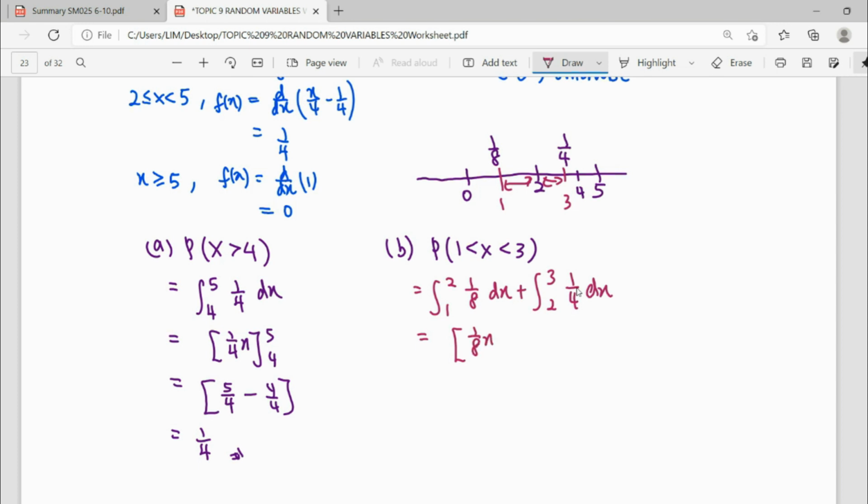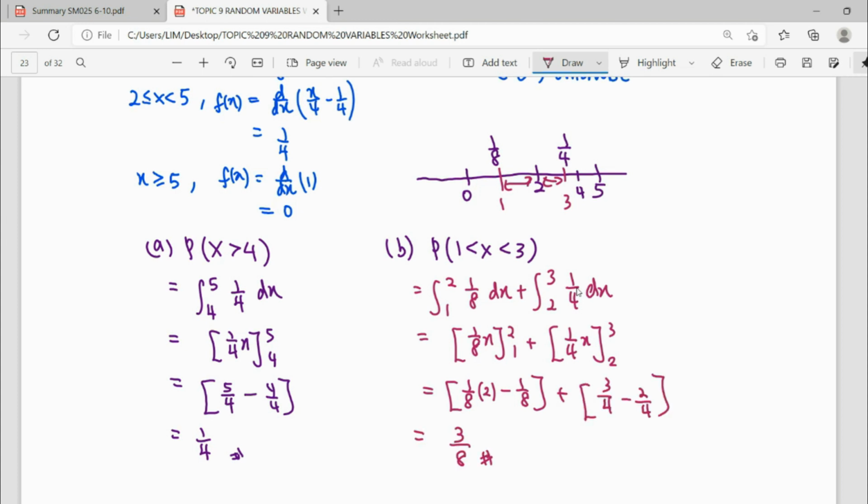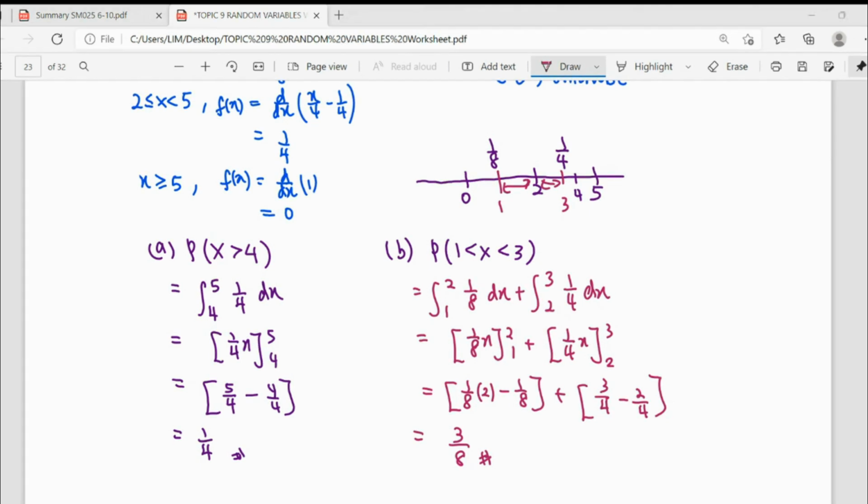So integrate, we get x. Integrate 1 over 4, also get x. Put our upper limit minus lower limit. And then we can just press our calculator. So that will be our area. That will be our probability from this probability density function, small f.